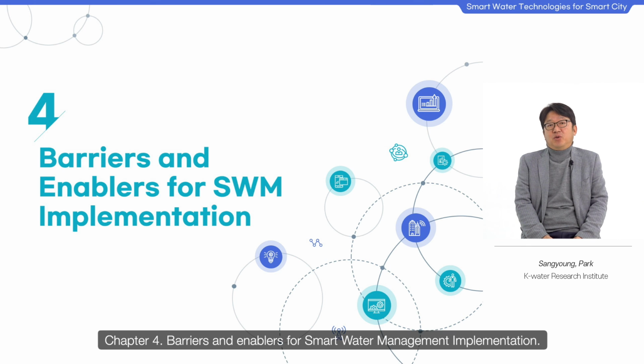Okay, let's go over to chapter 4. Barriers and enablers for smart water management implementation.